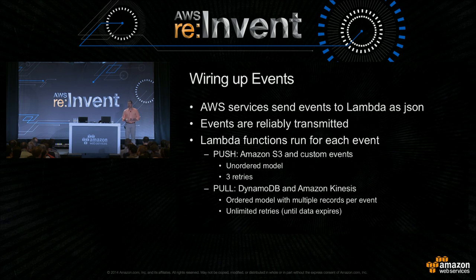The first category of events are from services that we call push services. The easiest one to understand is custom events. In that case, your application is pushing the event to Lambda by making an API call. It turns out S3 works the same way. When something happens in an S3 bucket, S3, on your behalf, makes a call to Lambda and says, hey, it's time to go run an event. Here's what just went on in this bucket.